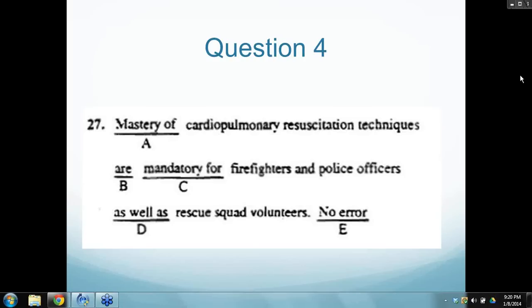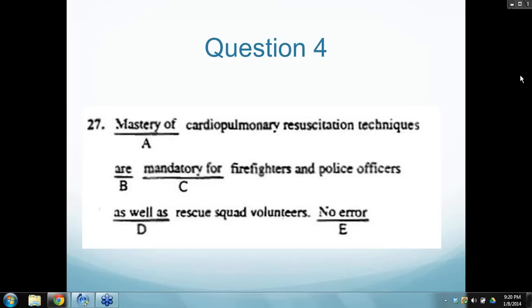It is choice B. Why is it B? It's got to be changed to "is." Now somebody says, you've got to be kidding me. "Techniques are." If techniques was the subject, then "are" would be correct. But techniques is not the subject. The subject is mastery, okay?